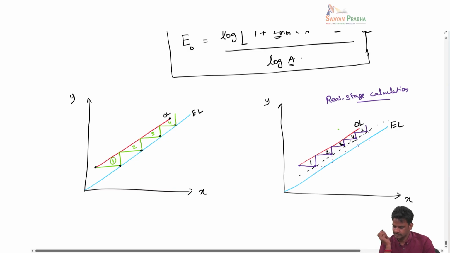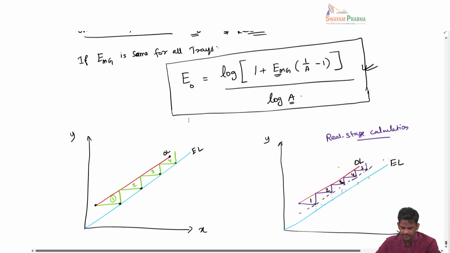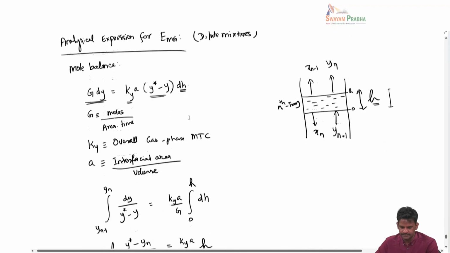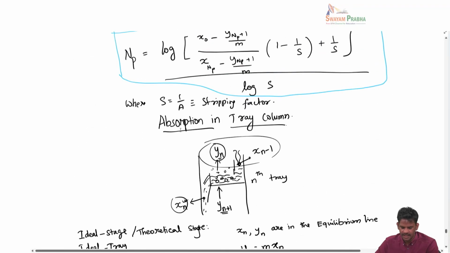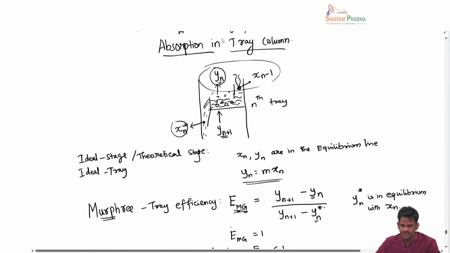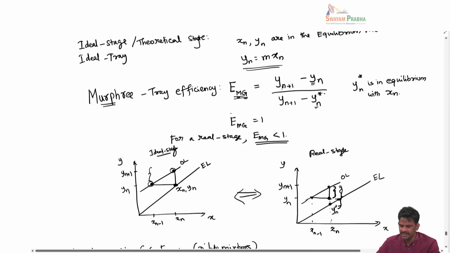Okay, so that completes the discussion on the efficiency. To summarize, in the case of tray column absorption, we can define a tray efficiency for one particular tray, and that is defined based on the actual composition change over the maximum composition change. The maximum composition change is nothing but yn plus 1 minus yn star, where yn star is the equilibrium composition with the outgoing liquid xn.